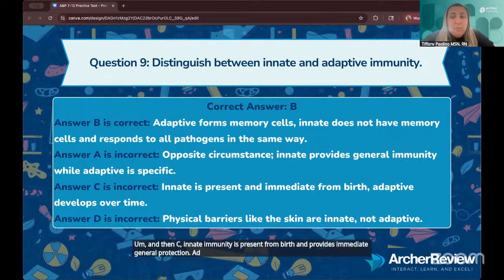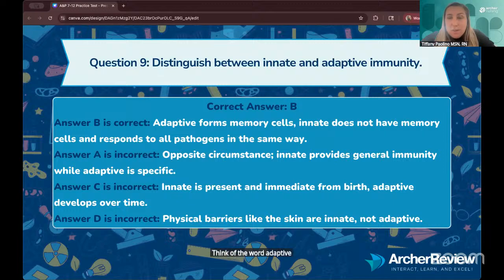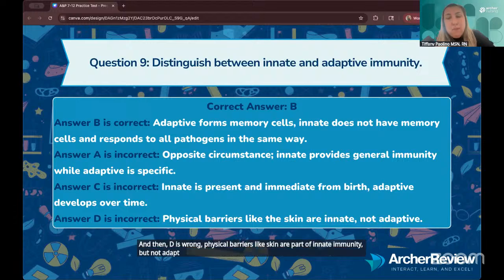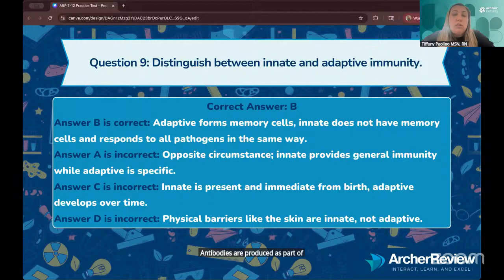And then C, innate immunity is present from birth and provides immediate general protection. Adaptive immunity develops over time. Think of the word adaptive. You adapt to your environment, so it develops over time. And then D is wrong. Physical barriers like skin are part of innate immunity, but not adaptive immunity. Antibodies are produced as part of adaptive immunity to target specific pathogens.